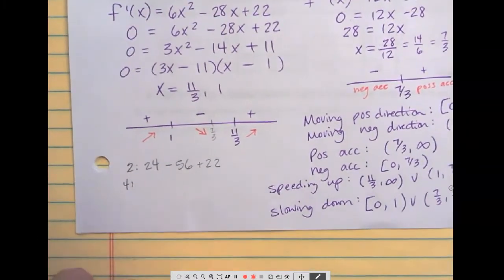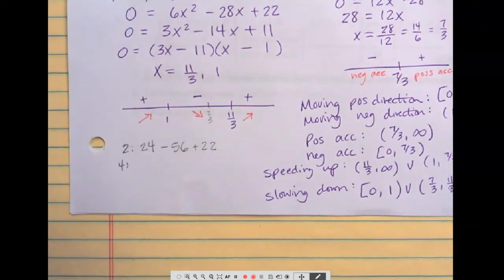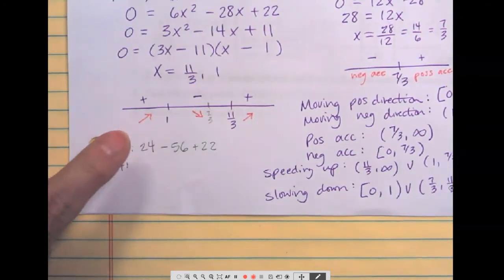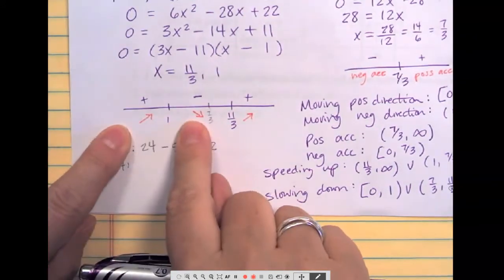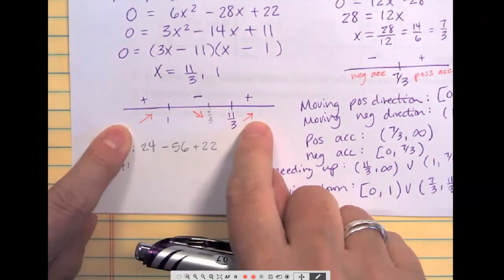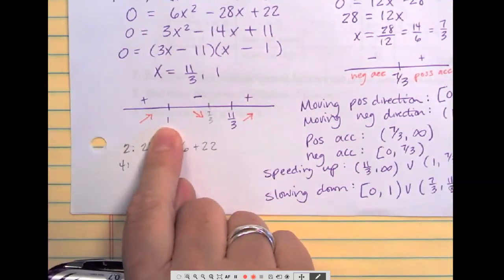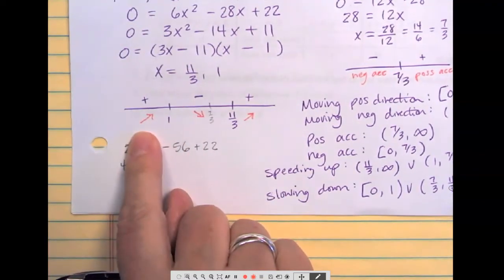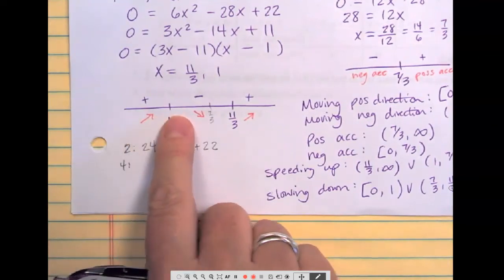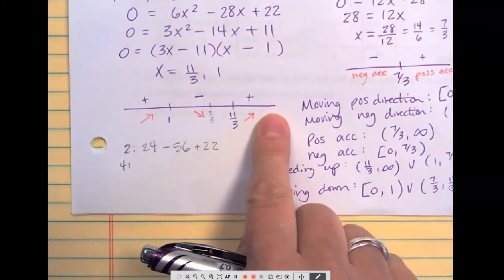How do we know? The first derivative changes from increasing to decreasing, and then decreasing to increasing. Okay, so what happens at 1? Min or max? Max, yeah, just follow the arrows. You top out there. And then there's a min at 11/3.